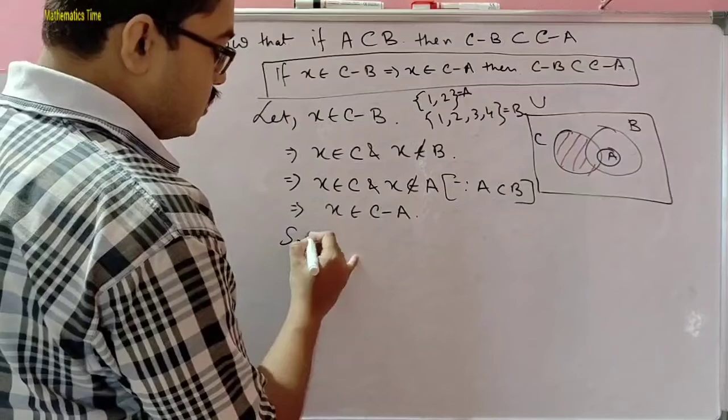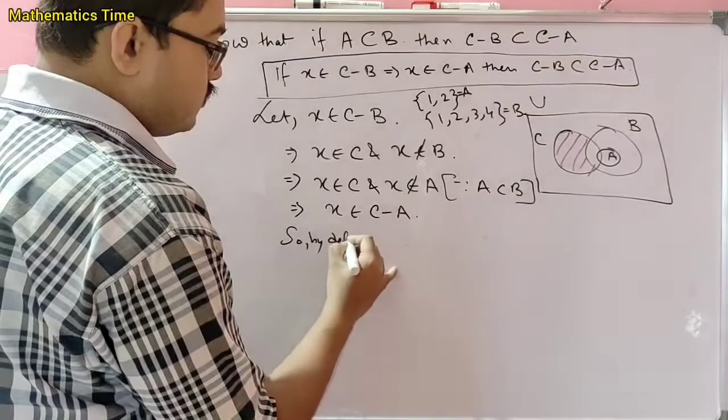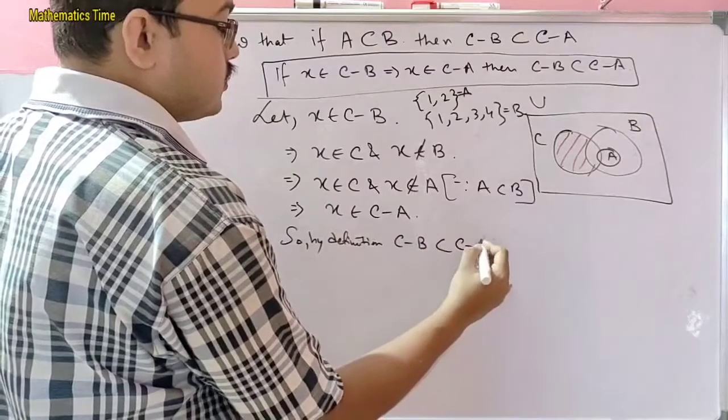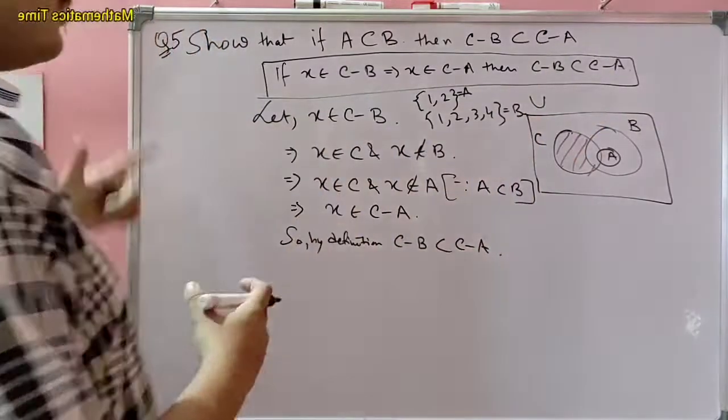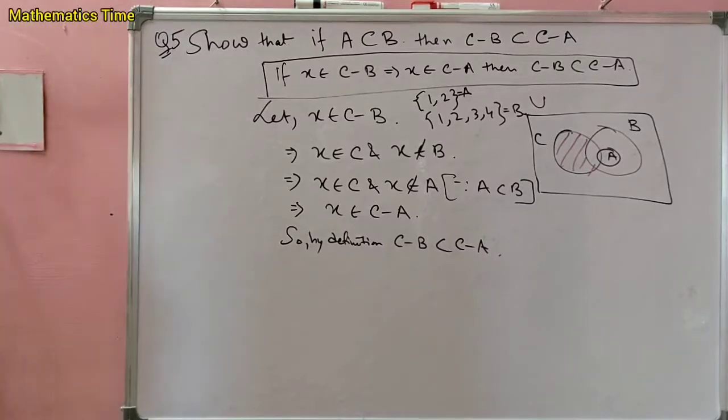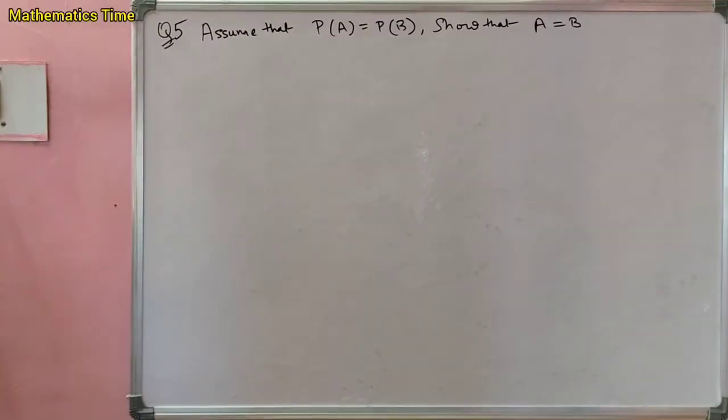So by definition, C minus B is a subset of C minus A. We just have to plan how to solve it and then we have to execute the problem. This is how we can solve this problem. Now what is our next question?